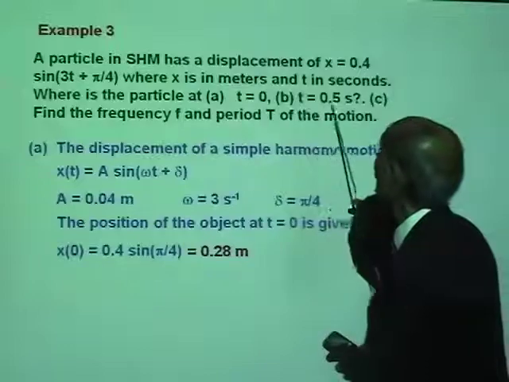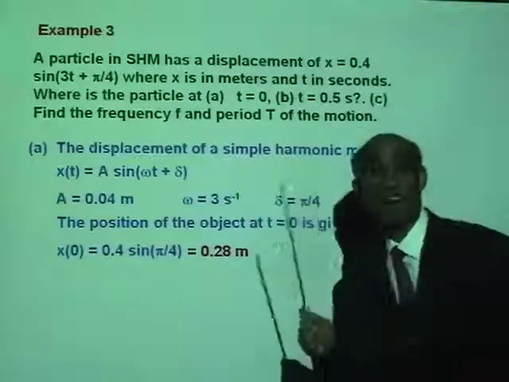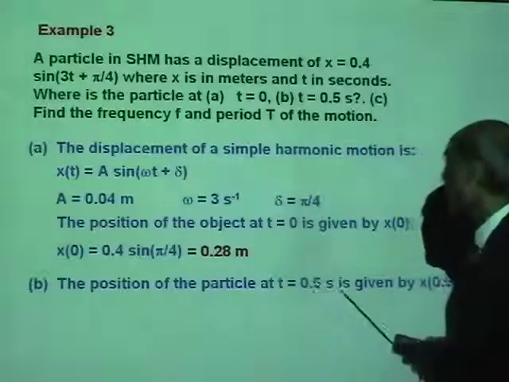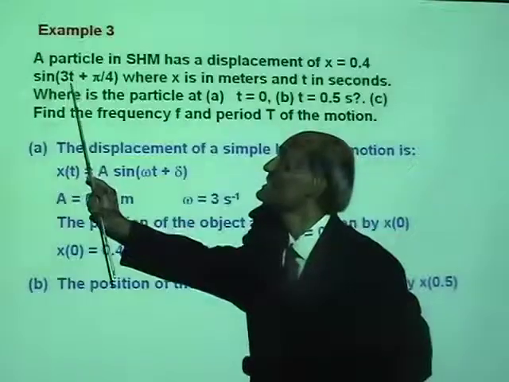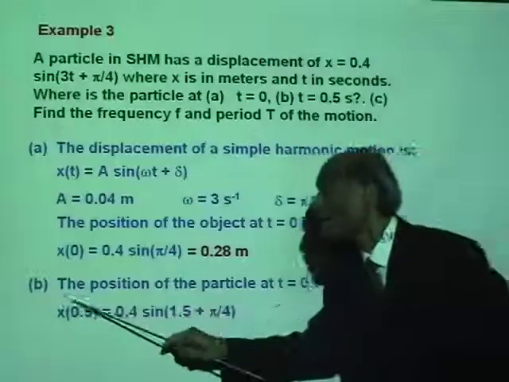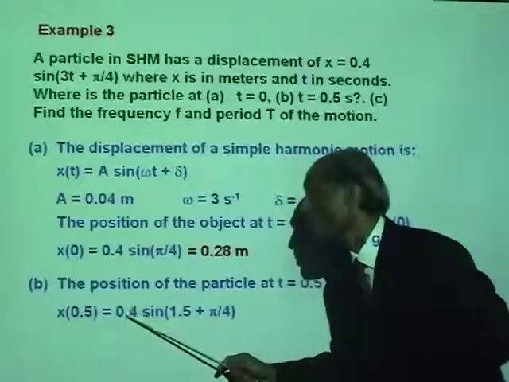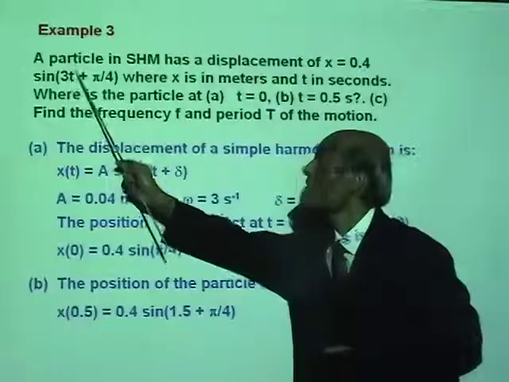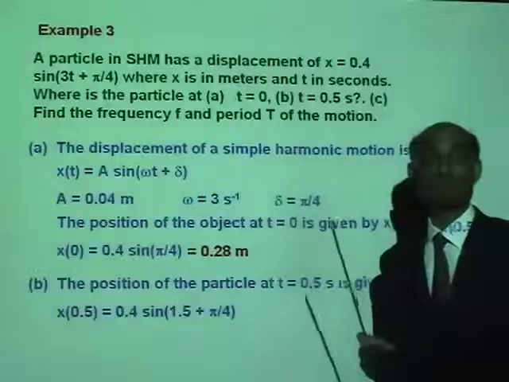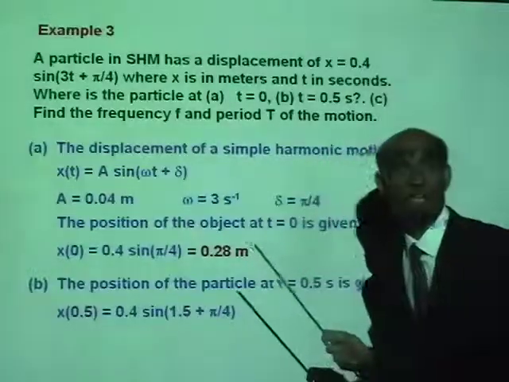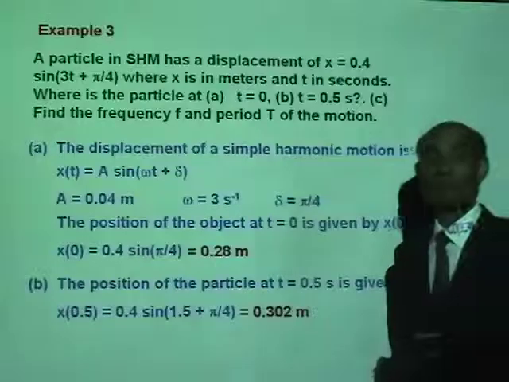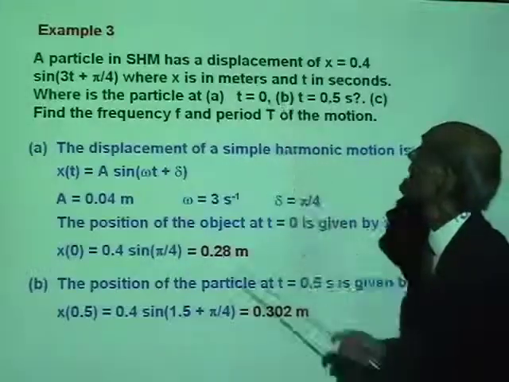Alright? Sometimes to the right of the equilibrium position. Where is the object at t equal to 0.5 seconds? The position of the particle at t equal to 0.5, what we need to do is set this t equal to 0.5. So that will be x of 0.5 equal to 0.4 sine(3 times 0.5 is 1.5, plus pi by 4). Again, put that in your calculator. It'll give you 0.302 meter. Alright, we have done A and B.